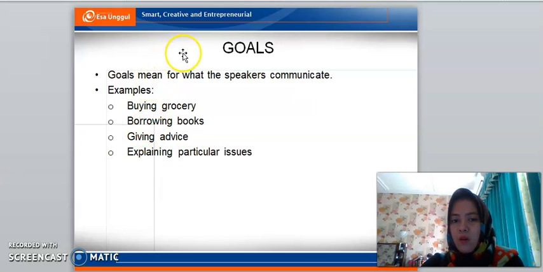Okay, what are the goals? The goals here mean what the speakers communicate for. For example, the goals of buying groceries, the goals of borrowing books, the goals of giving advice, or even explaining particular issues in the classroom. So when we listen to people's talk or conversation during the listening activity, we have to be able to understand what the goals of the conversation are.